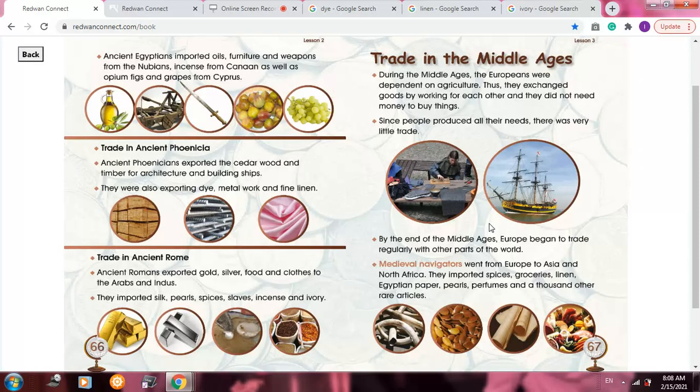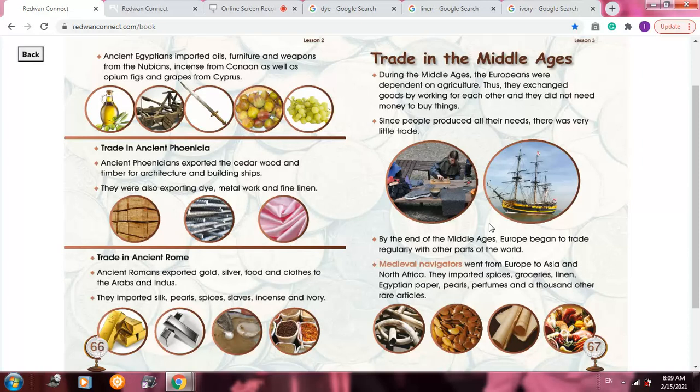For what? Why did they used to send these things? Why other countries need them? For architecture and building ships. So for building houses, maybe for making furniture, plus building ships. So they used to export cedar wood and timber, the Phoenicians, for architecture and building ships.